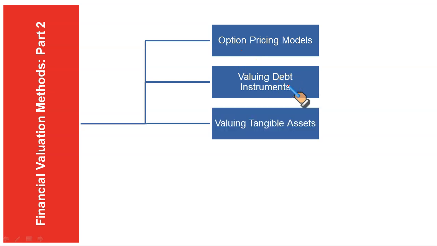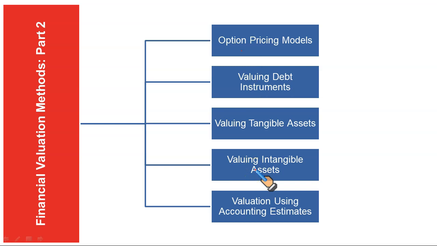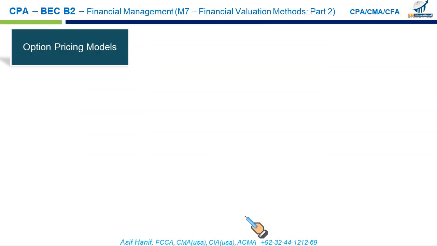How do we value bonds? Valuing tangible assets like property, plant, and equipment. And how do we value intangible assets like patents, licenses, and finally, valuation using accounting estimates. So these are the 5 subtopics within the module 7, Financial Valuation Methods Part 2. Let us first discuss option pricing models and briefly discuss what an option is.